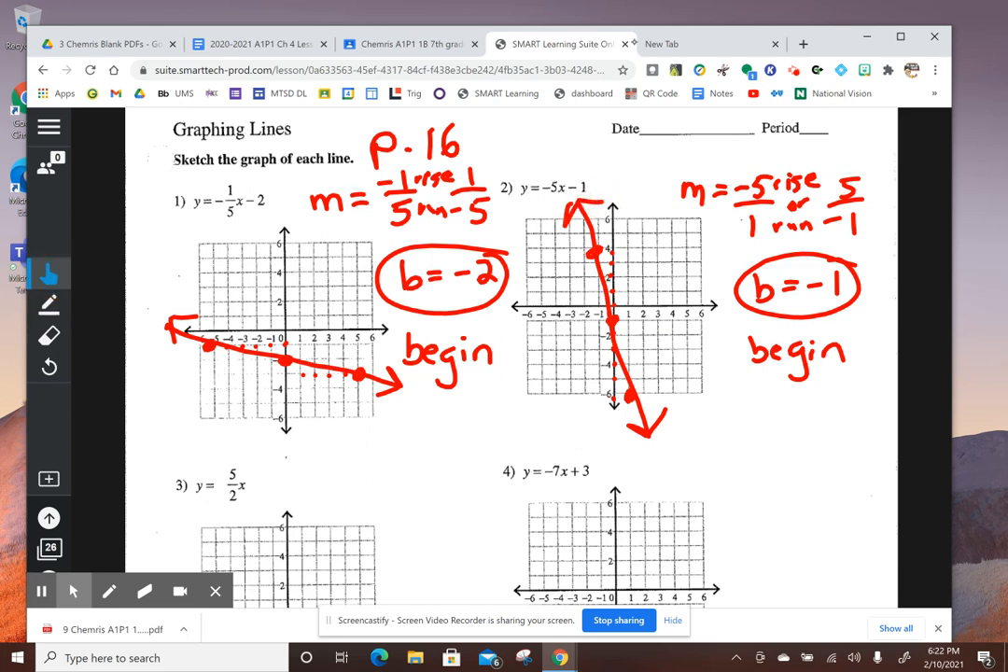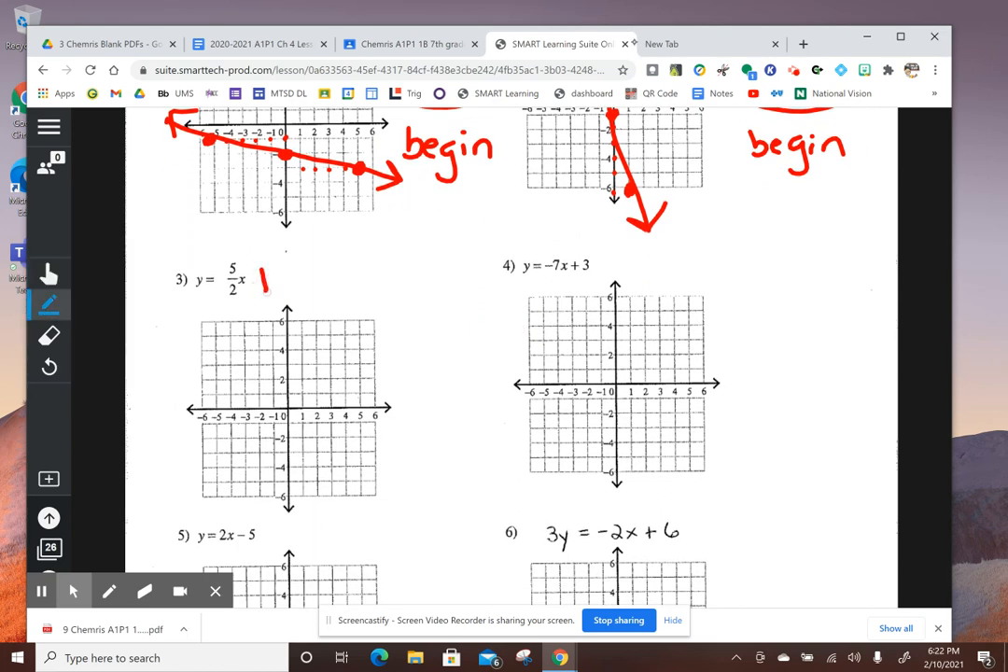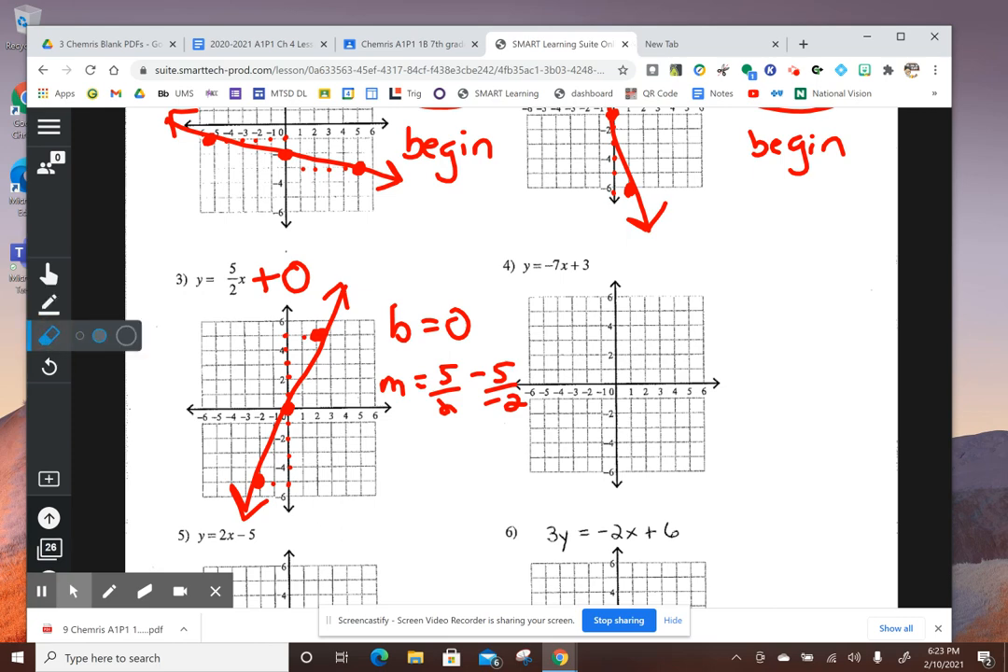Okay, now number 3, little tricky because there's no y-intercept, so you actually put +0. So b equals 0, and m is 5 over 2, or -5 over -2. So I start, the y-intercept is 0, I go up 1, 2, 3, 4, 5 over +2, or I go down 1, 2, 3, 4, 5, -2. And I draw my line. Okay, so you can finish 4, 5, and 6 on your own and check your answers with the teacher. Actually, you're going to do up through number 12. So finish through 12 and then check your answers.